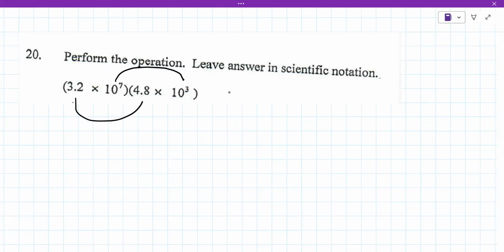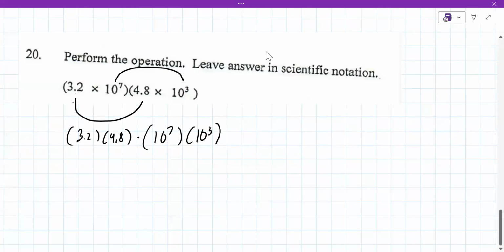You can, but really, no, I'm sorry. You do not foil this because those are multiplications in the middle. You have to multiply 3.2 times 4.8, and then 10 to the 7th times 10 cubed. So for that kind of stuff, you just multiply it. Now there's a little bit of a modification here, but we'll get to that in a moment.